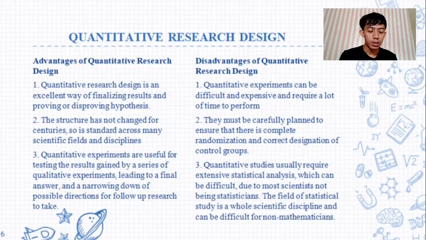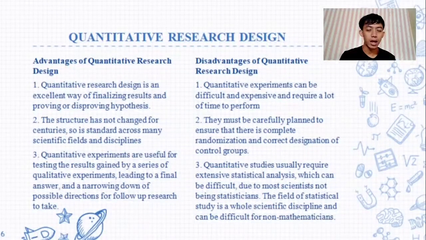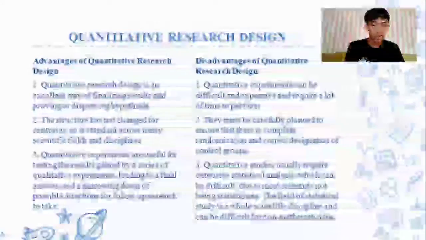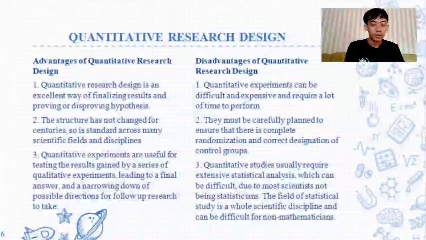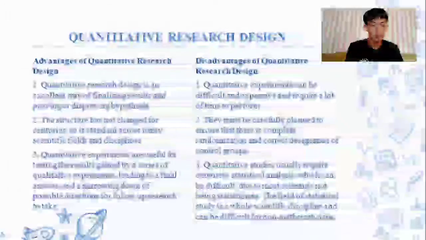Okay, the next point is quantitative research design. What is quantitative research design? Quantitative research design is the standard experimental method of most scientific disciplines. Quantitative research design advantages and disadvantages. The first is about advantages. Quantitative research design has several advantages. The first is that it is an excellent way of finalizing results and proving or disproving hypotheses.